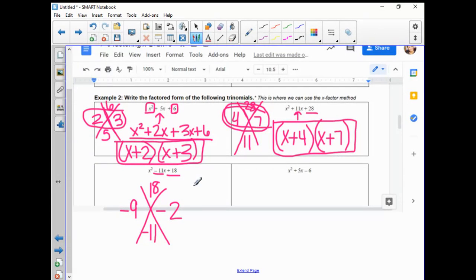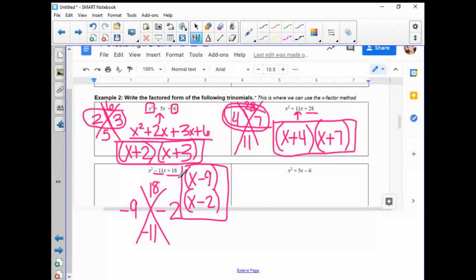To do the factored form, you always start with an x. If it's a minus 9 or a negative 9, you're going to put minus 9. Then you do another x. If it's a negative 2, you're going to put minus 2, not plus 2, because those are negative numbers. And this is the factored form of that trinomial.